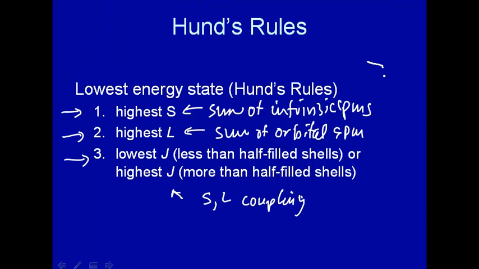So those are Hund's rules, and you can use Hund's rules if a particular atom has different term symbols. You can use Hund's rules to determine which term symbol represents the ground state of that atom. Note that Hund's rules apply only to the ground state. You can't use Hund's rules, once you determine the ground state, to determine the next higher excited state.